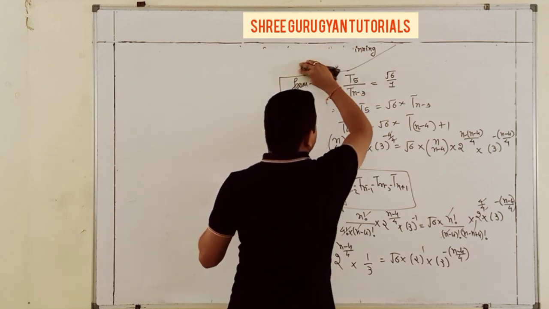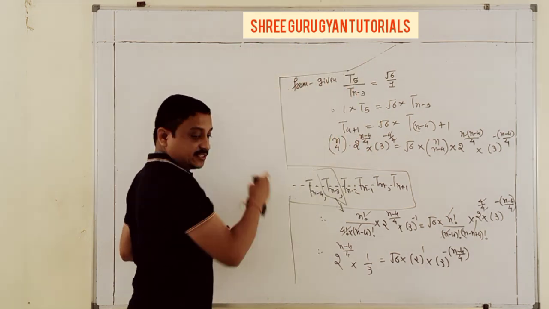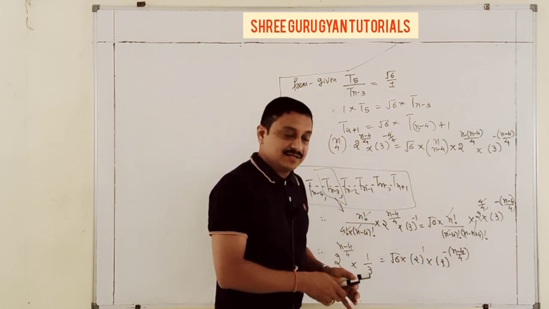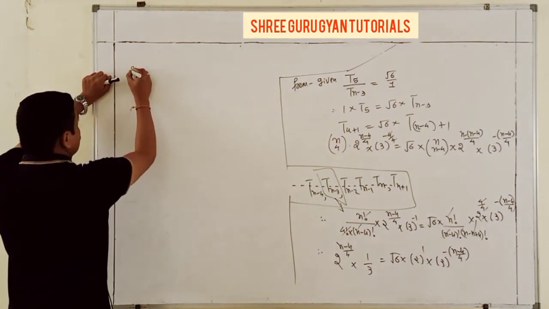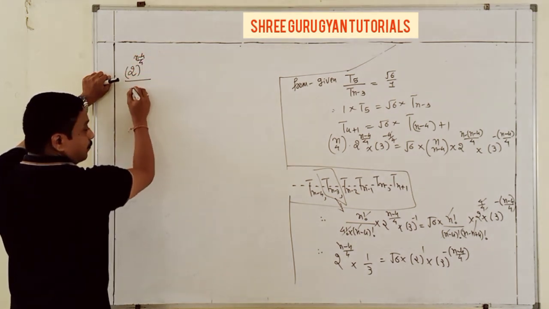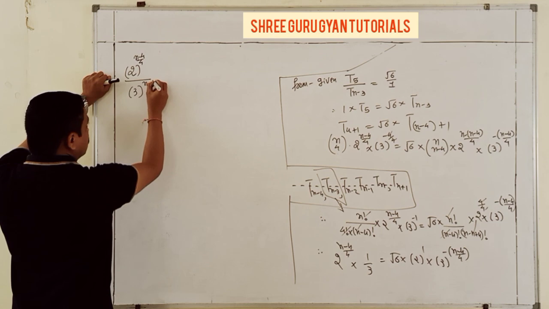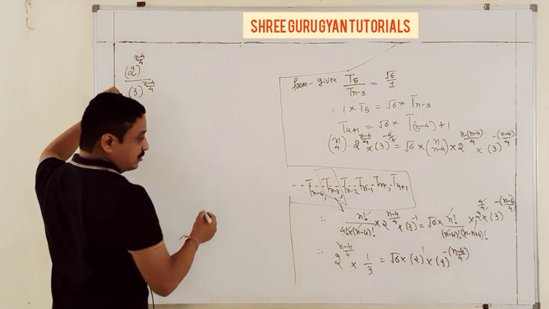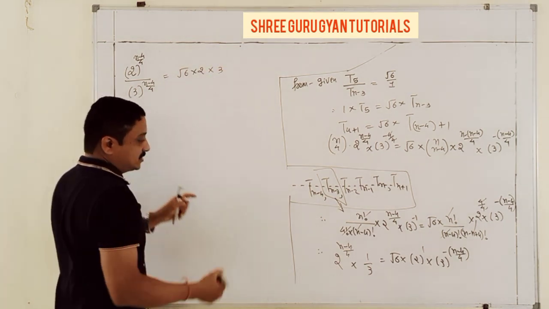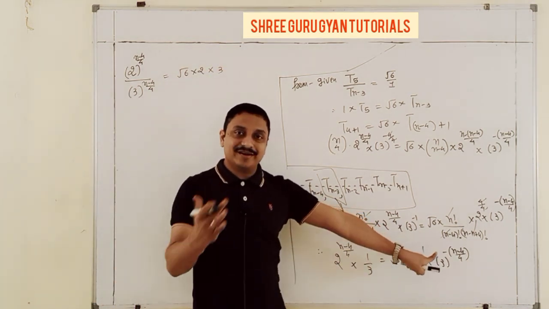So I just start my solution with these terms. Power and related: power is taken downwards. So 2 raised to (n minus 4)/4 upon 3 raised to (n minus 4)/4, and here root 6, the 2 and this 3 you carry forward to the right side.